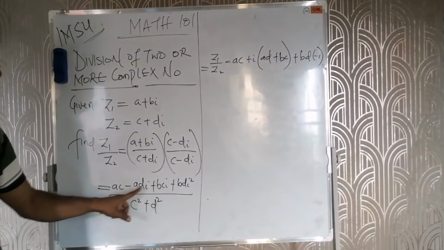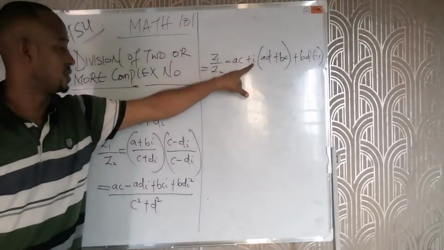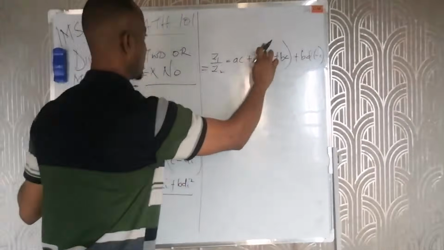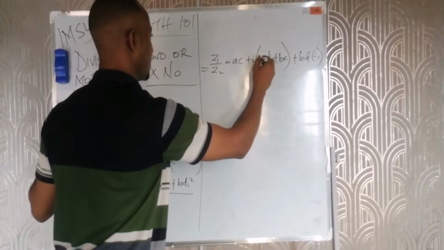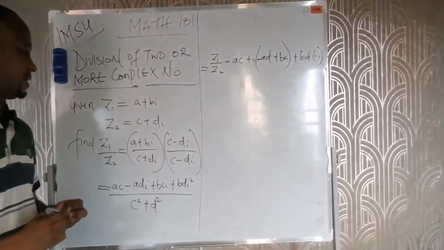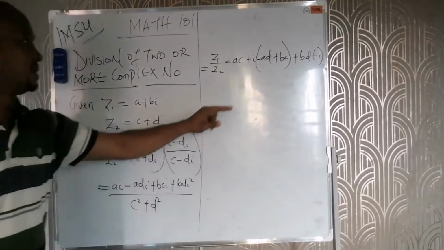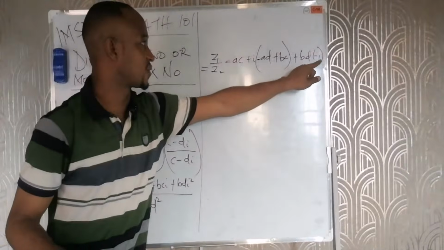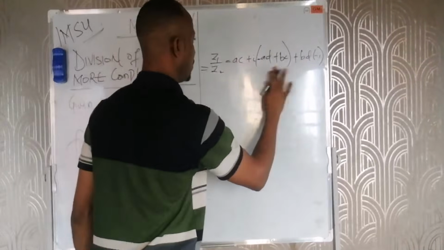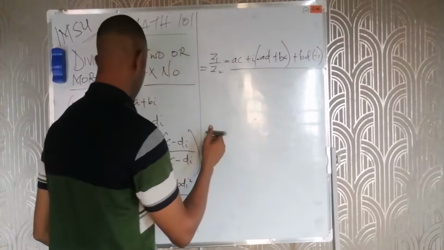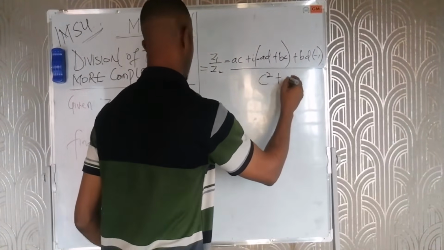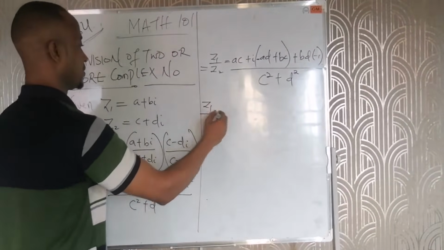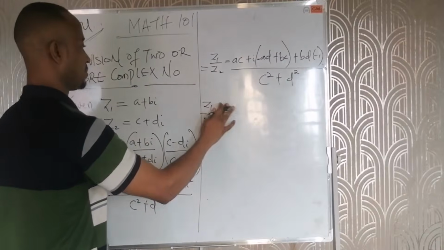Between these two factors, we have I, so I is common. Then what's remaining here is minus AD, right? Then plus BC, plus BD. I squared represents minus 1. All divided by C squared plus D squared, right? So Z1 over Z2 then becomes what?